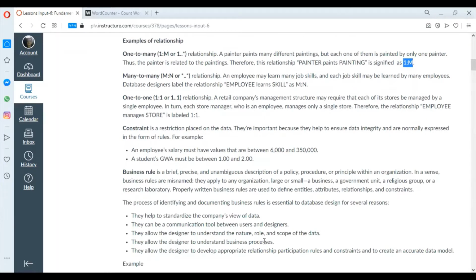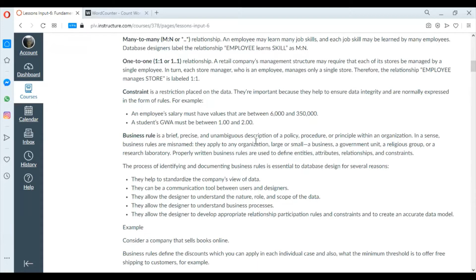Constraint is a restriction placed on the data. They are important because they help in ensuring data integrity and they are normally expressed in the form of rules. For example, an employee's salary must have values that are between 6,000 and 350,000. Should not be lower than 6,000. Okay, it should not be higher than 350,000. A student's GWA must be between 1.0 and 2.0. So those are constraints, a restriction placed on the data.